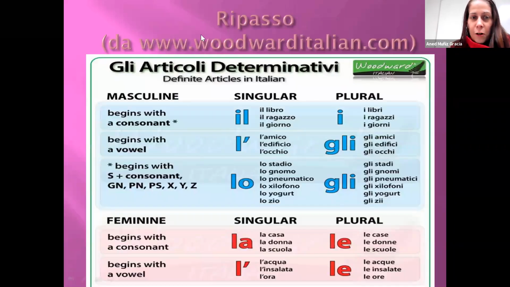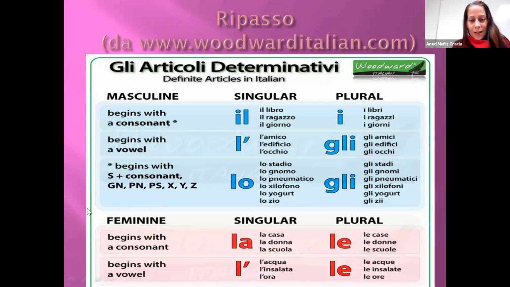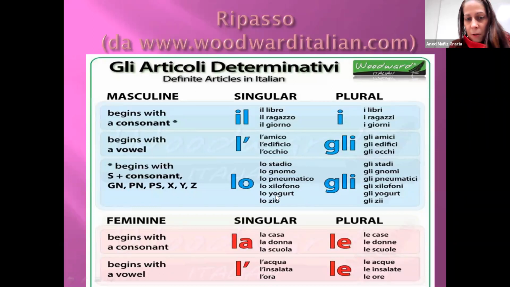So again, this is from another source, WordItalian.com. It's just different colors. Some people are visual learners. So this is a little summary of that. And you see here some other examples of when to use lo.